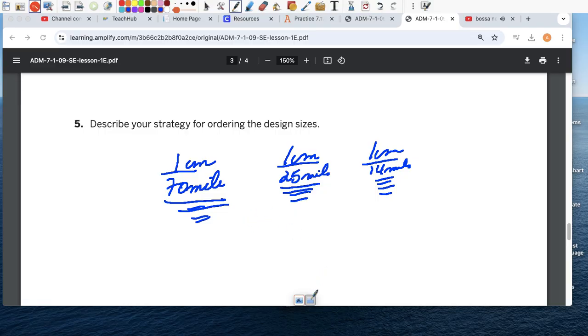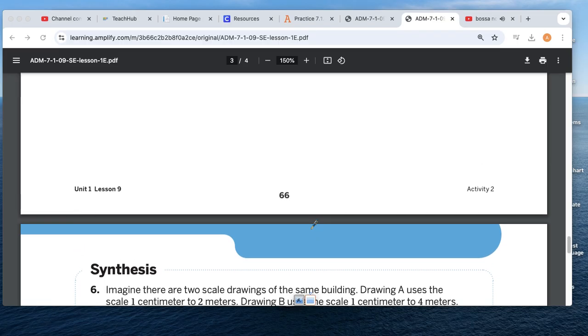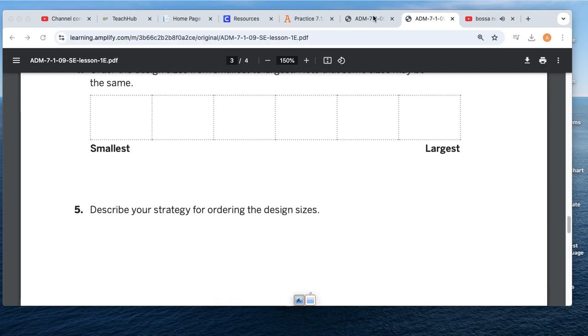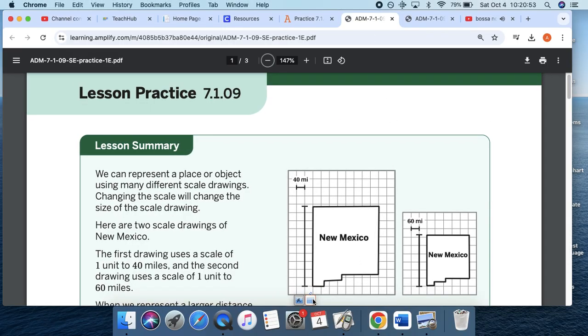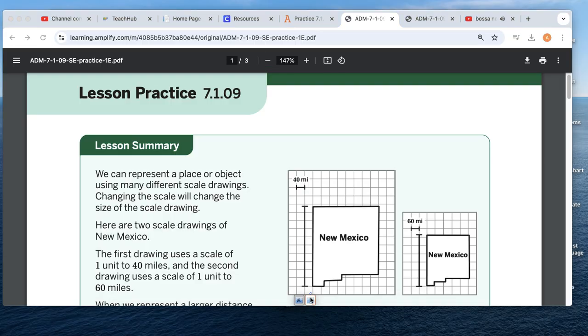Okay. All right, so let's look at what was next. The lesson summary. We can represent a place or object using many different scale drawings. And again, it depends on the size of the paper that you have. The bigger the size, you want to use a scale that will give you the bigger design, so a scale where the ratio is 1 centimeter to like 14 miles, like we did in the previous example.